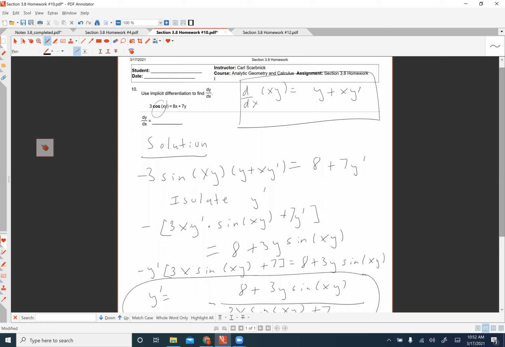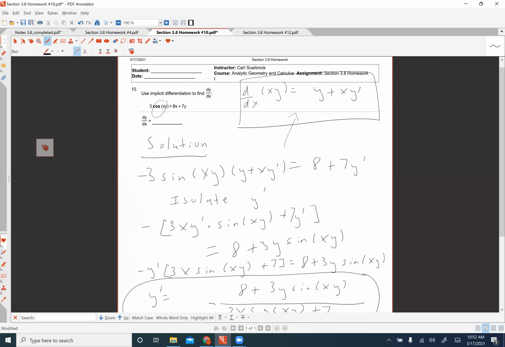So on the left side, we're going to have to use the chain rule, right? We have to take the derivative of xy, and to take the derivative of xy, we're going to have to use the product rule. So I wrote right here the derivative of xy. It's the derivative of x times y plus x times the derivative of y, which is y prime. So just preparing that ahead of time.